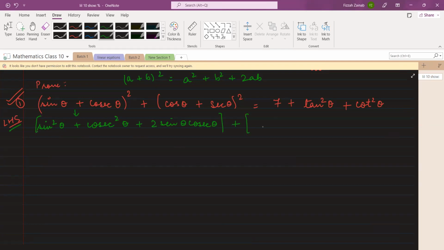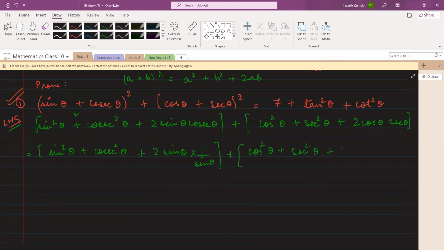Similarly, second one, cos square theta plus sec square theta plus 2 cos theta and sec theta. Okay. Now this is sine square theta plus cosec square theta plus 2 sine theta. Now this cosec theta can be written as 1 upon sine theta so that we can cancel it. And here cos square theta plus sec square theta plus 2 cos theta. Similarly, here we can write 1 upon cos theta. Okay. So this sine theta will cancel out.